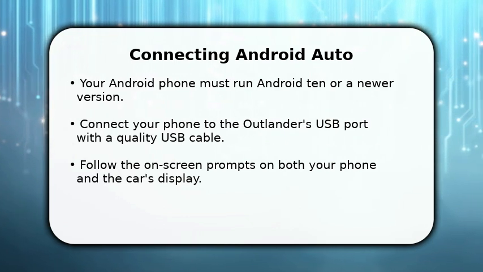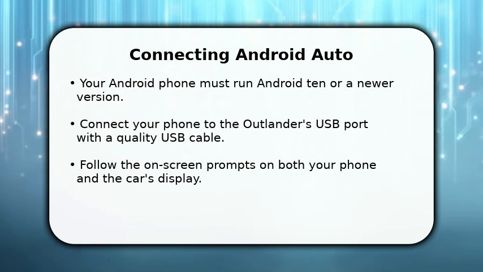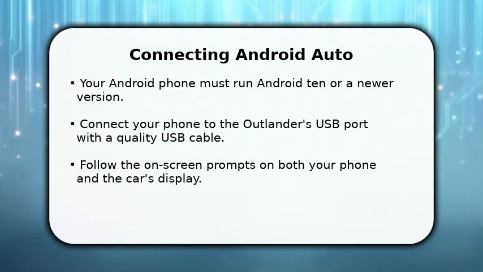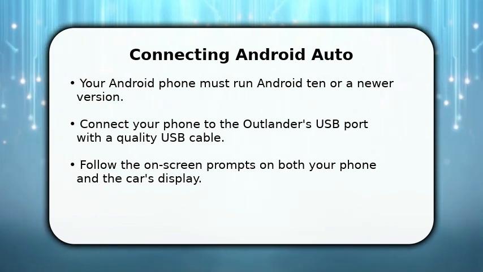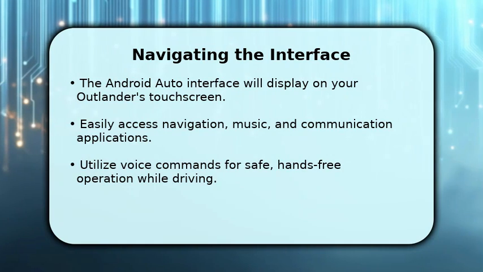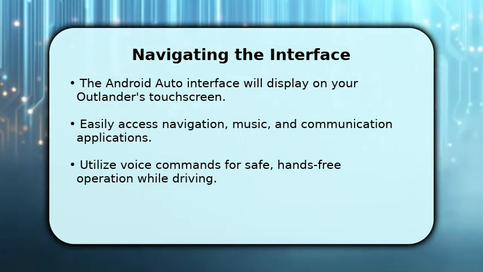Once connected, accept any prompts that appear on your phone and the Outlander's infotainment screen to begin the setup process. This initial step is crucial for a seamless experience. Once connected, the Android Auto interface will appear directly on your Mitsubishi Outlander's touchscreen display.